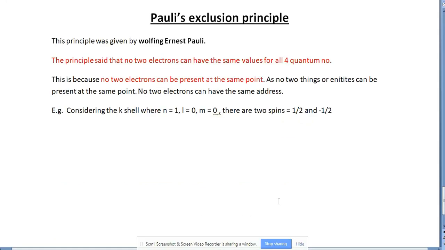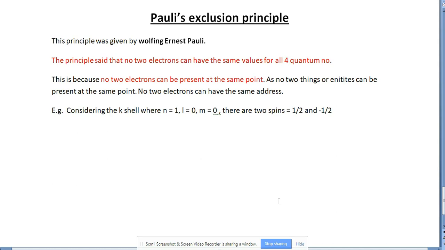Pauli's exclusion principle. After setting the rules for the possible values of quantum numbers, we can calculate the maximum number of electrons that can be added in each shell and subshell in an atom. For this, there is a guiding principle known as Pauli's exclusion principle. It states that no two electrons in an atom can have the same values for all the four quantum numbers. This principle can be easily understood.